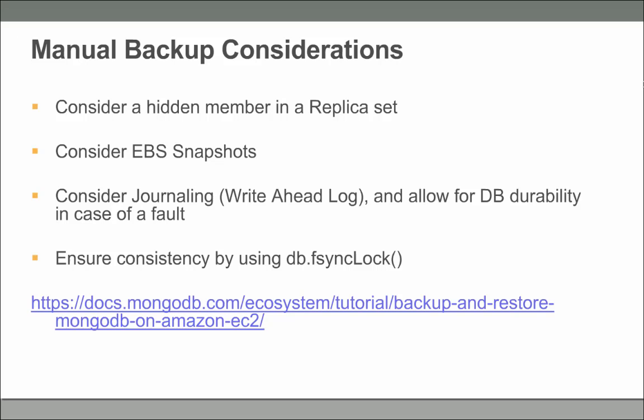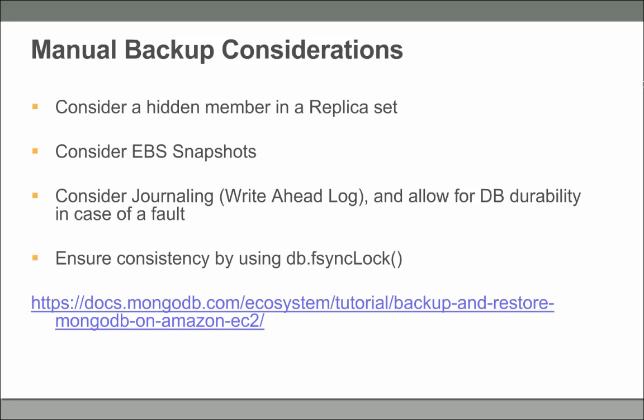Journaling is a way where, whenever you do an operation, the operation, before getting committed, gets written to a write-ahead log. And the write-ahead log, in case of failure, allows you to get your database back to a consistent state. If you're using the WiredTiger engine, it has checkpoints by default to ensure consistency, but we would still advise that you use journaling if you're using EBS snapshots for your backups.